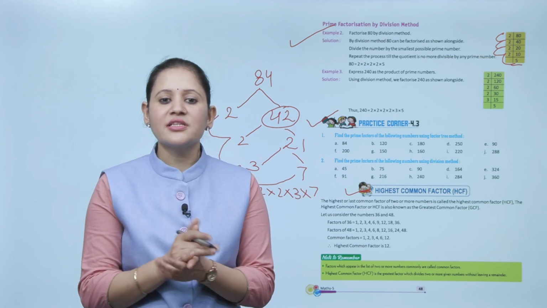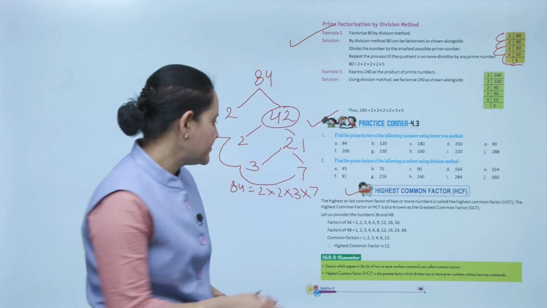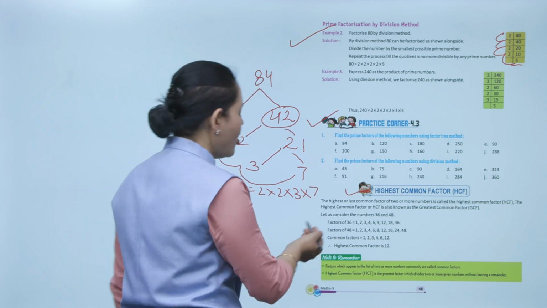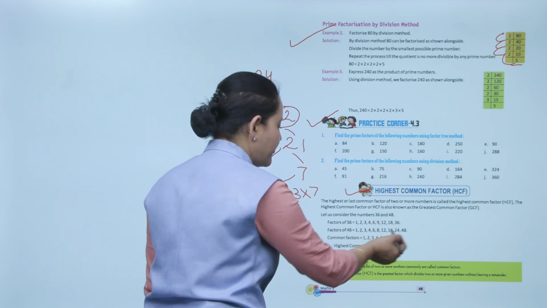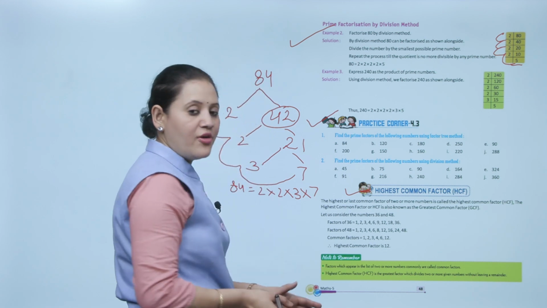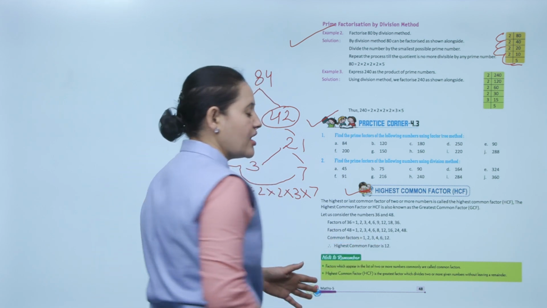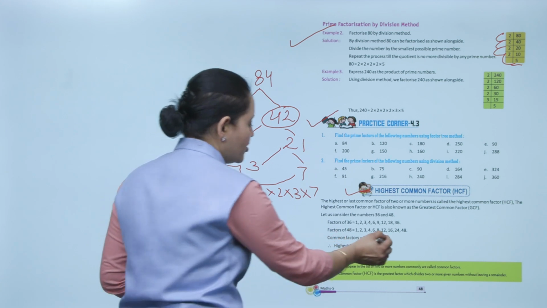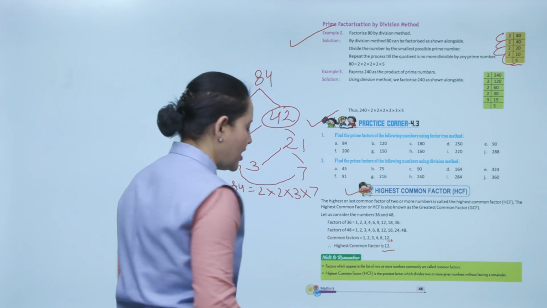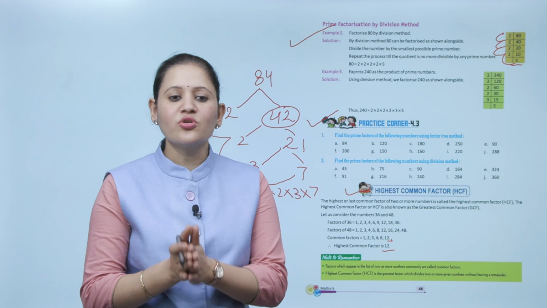Let us consider the numbers 36 and 48. Here are all the factors of 36 and these are the factors of 48. Now first we'll write the common factors, that are 1, 2, 3, 4, 6 and 12, and the highest is 12. So HCF क्या हो जाएगा, 12. Clear?